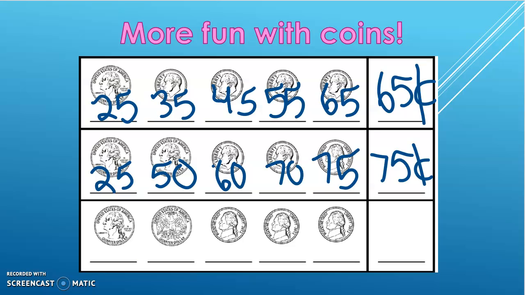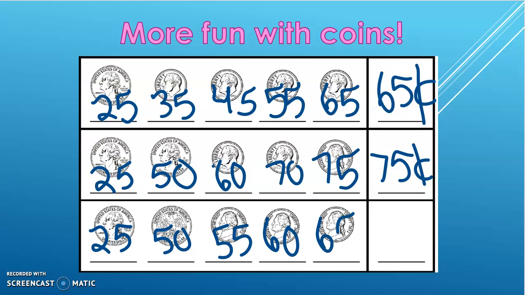All right, our next row, we just have quarters and nickels. So we're going to be counting by 25s and then by 5s. So 1 quarter is 25. The second one is going to give us 50. Now we're going to be counting by 5s, so 50 plus 5 is 55, and 55 plus 5 is 60, and 60 plus 5 is 65. We have 65 cents here.